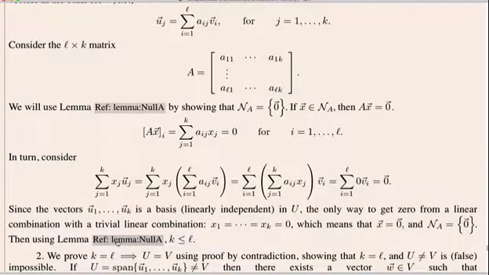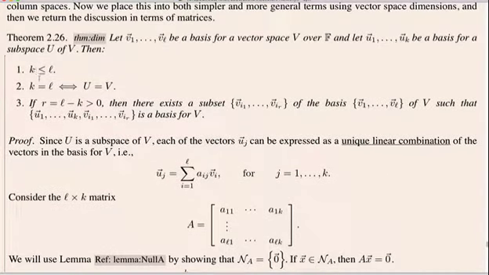Then we can use now the lemma that says that we have to have at least as many rows as the number of columns. So that means l is greater than or equal to k, or k is less than or equal to l, which is exactly the first part of the theorem.